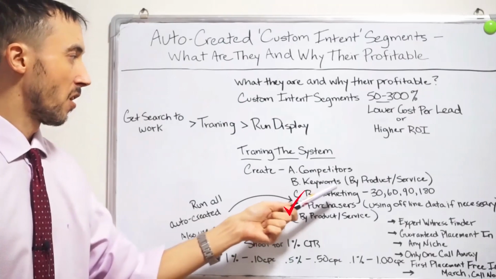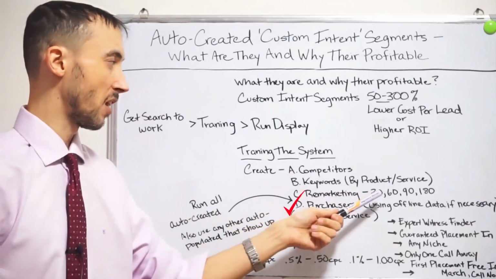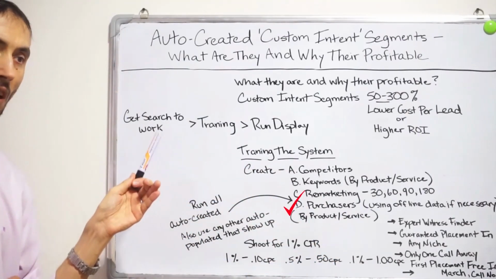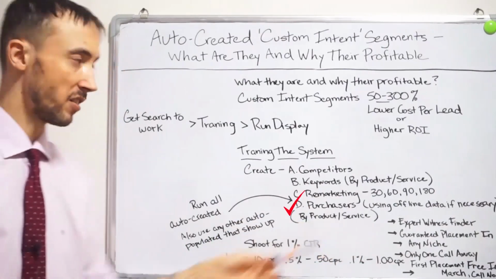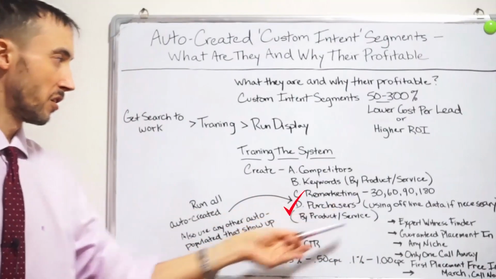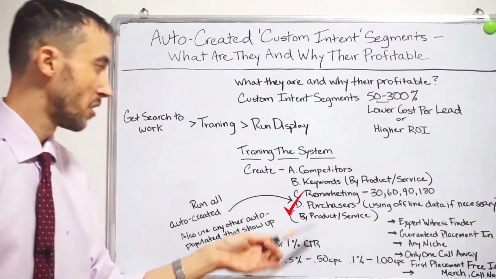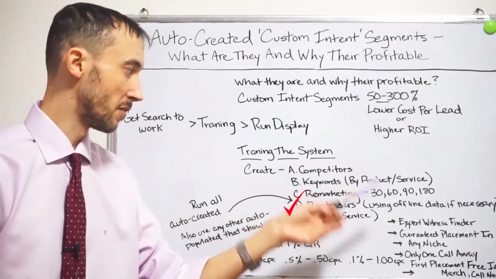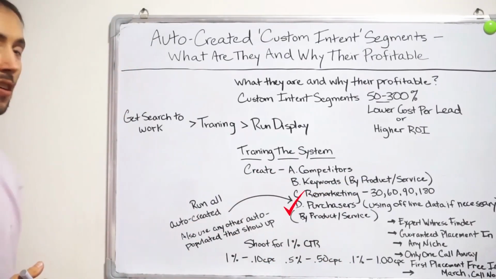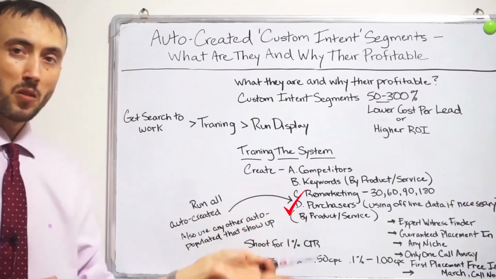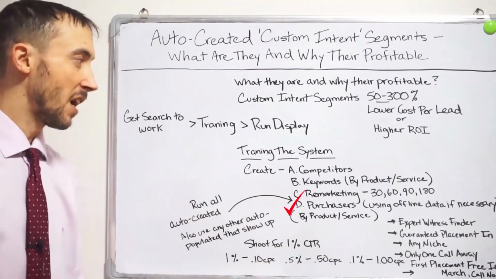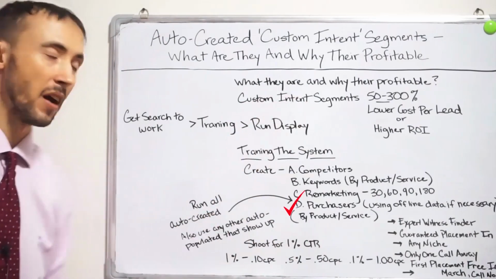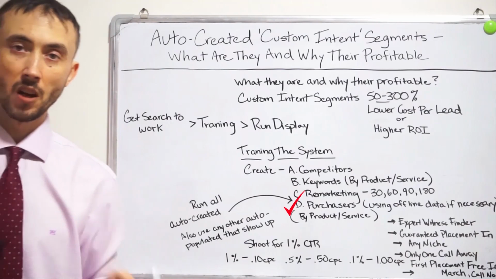If you named your custom intent audience remarketing 30 days, it'll say similar to remarketing 30 days, or similar to purchasers, or similar to purchasers of product A, similar to purchasers of product B or service B. You get my point. So again, if you set this up before you run your search campaigns, maybe they're there already. If not, you're going to set them up and you're going to wait for 6, 12, 18, 24 months, and they'll pop up.